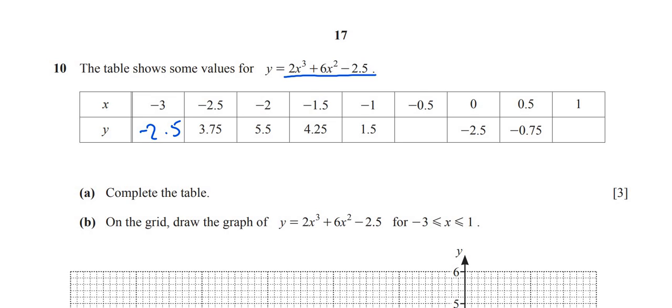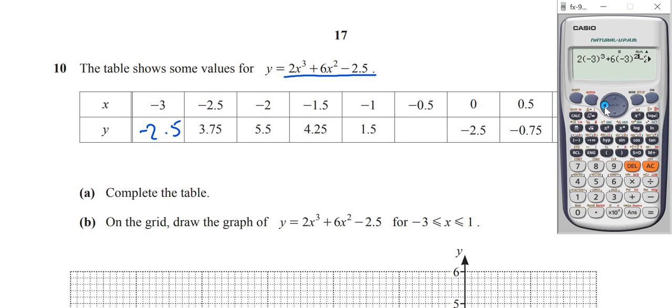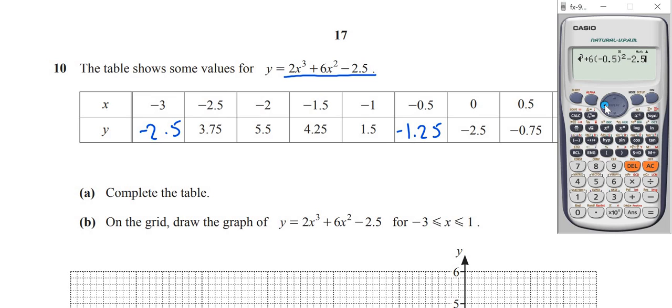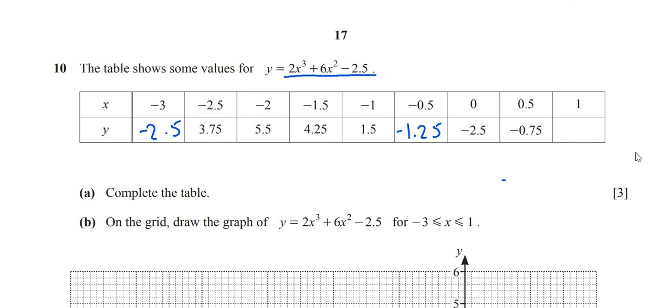All right. Then let's plug in negative 0.5. Again, negative 0.5. It's negative 1.25. And now let's plug in 1. So you get 5.5. So look, we have filled the table and we got 3 out of 3 marks.